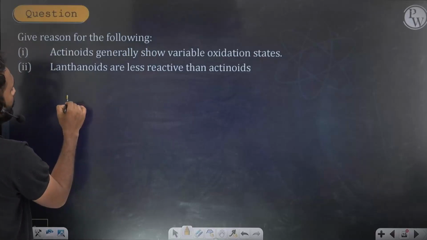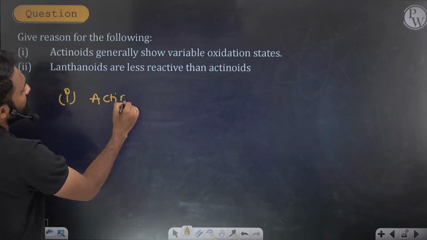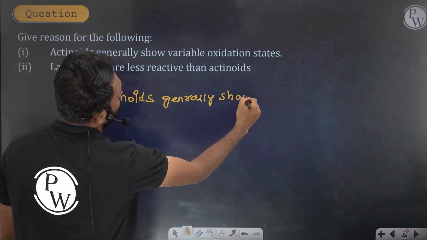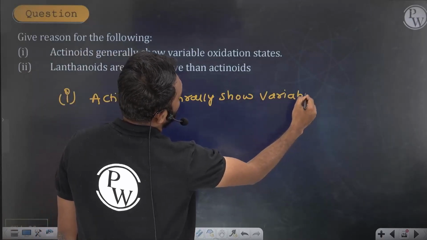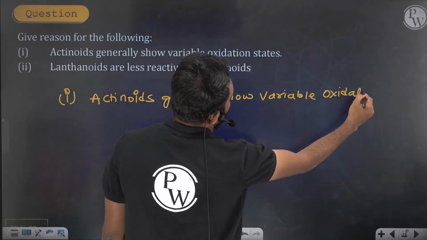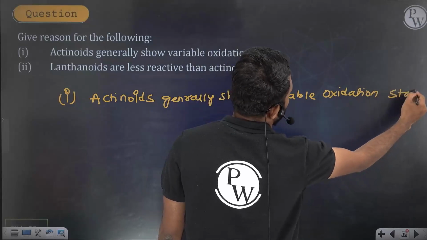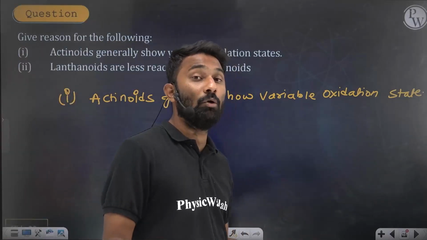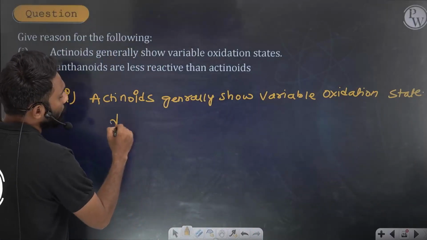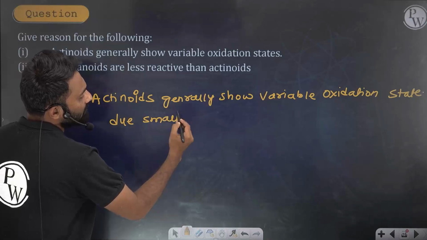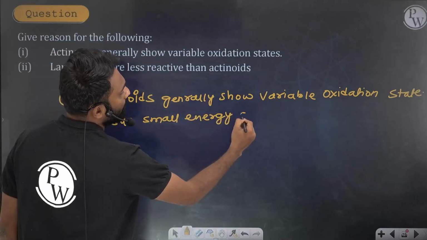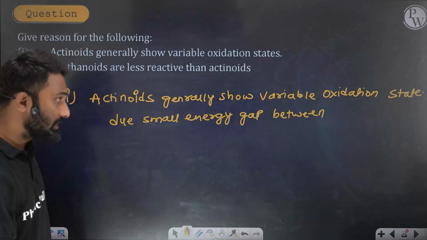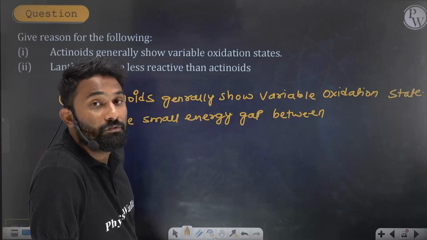Why? First one: actinides generally show variable oxidation states due to a small energy gap between which orbitals? Which one is having the small energy gap?